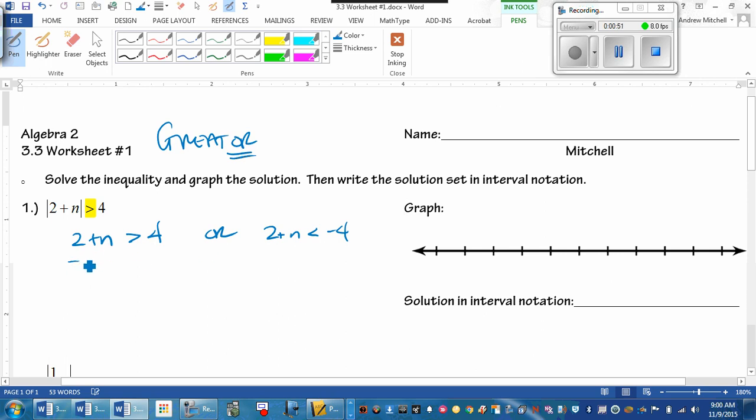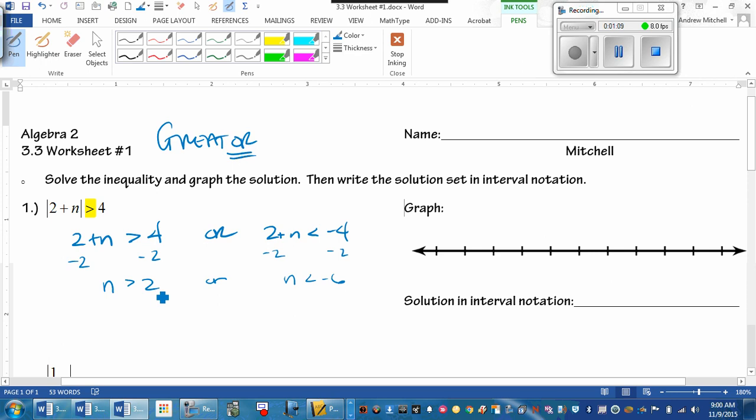So we're going to solve each one. We're going to subtract 2 from both sides here. We get n is greater than 2. Over here, subtract 2, and we get n is less than negative 6. Okay, so we have our inequality here. n is greater than 2, or n is less than negative 6.